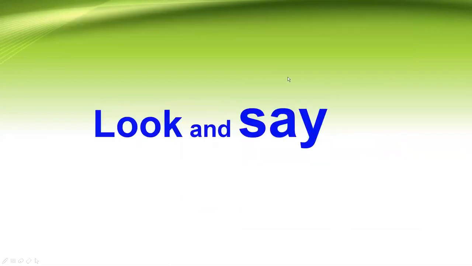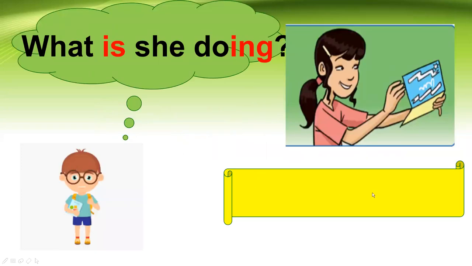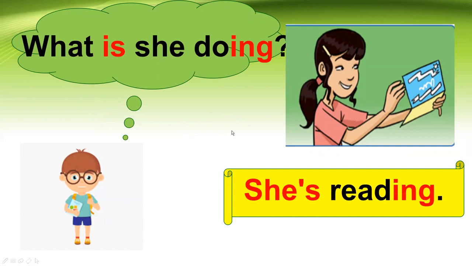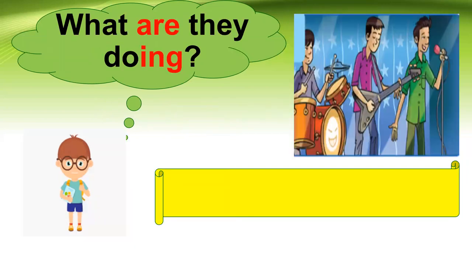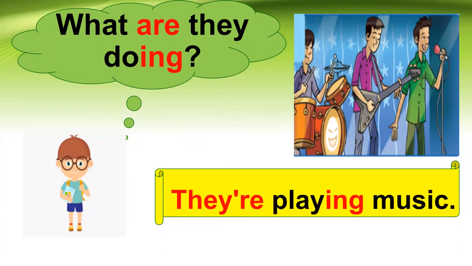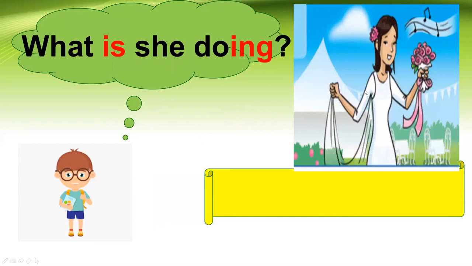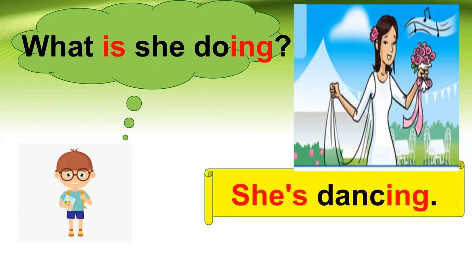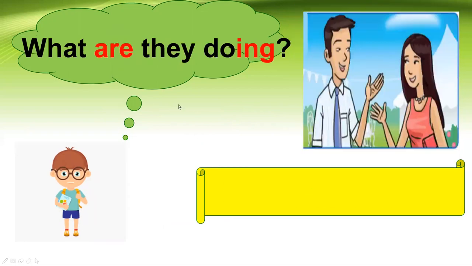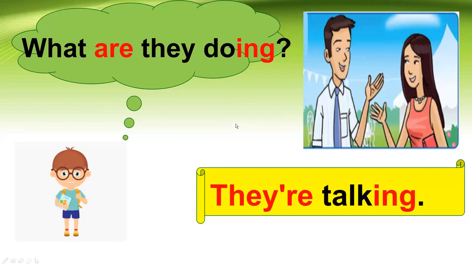Now let's move on. You look and say. You look at the picture and say the answer. What is she doing? Yes, the answer is she's reading. Good. What are they doing? They are playing music. Good. What is she doing? Yeah, she's dancing. Good. What are they doing? Good. They're talking. Good job.